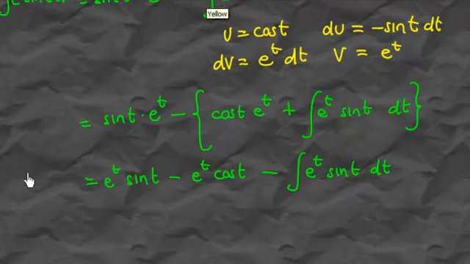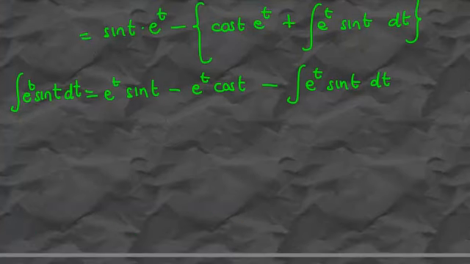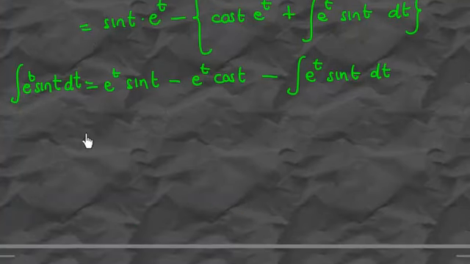So remember that the left hand side of this expression is the integral of e to the t sine t dt, which is exactly the same as this expression. So in order to solve for this integral, we need to collect all similar terms. It means we need to move this expression to the left hand side. Okay, let's move that expression to the left hand side.